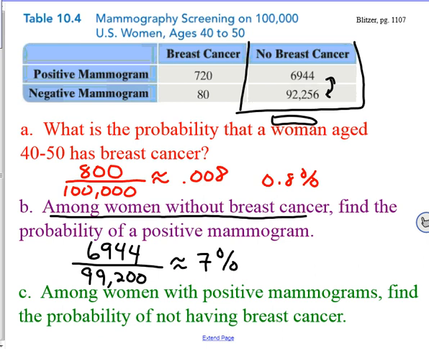Okay, but I'm in that one column. We are among women without breast cancer, so I'm limiting my total data set to just a subset. You should try the next one on your own and see if you can get it. So pause the video.